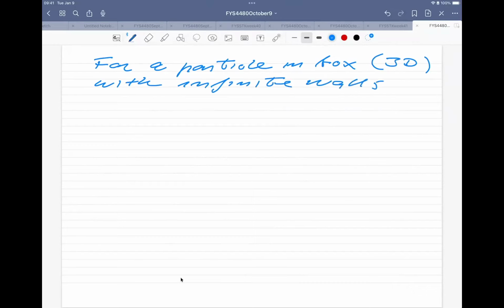That means that the potential energy is infinite at the walls. Then we have a wave number which is quantized, and this wave number is given by 2 pi divided by L, and then I have an n1 times an e1. These are the unit vectors. It could be the unit vector in the x direction, the y direction, and the z direction. Now I'm just labeling them as e1, e2, and e3.